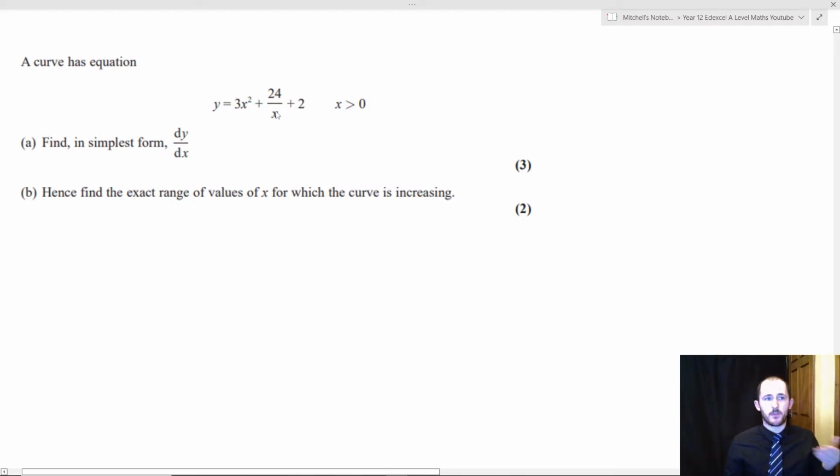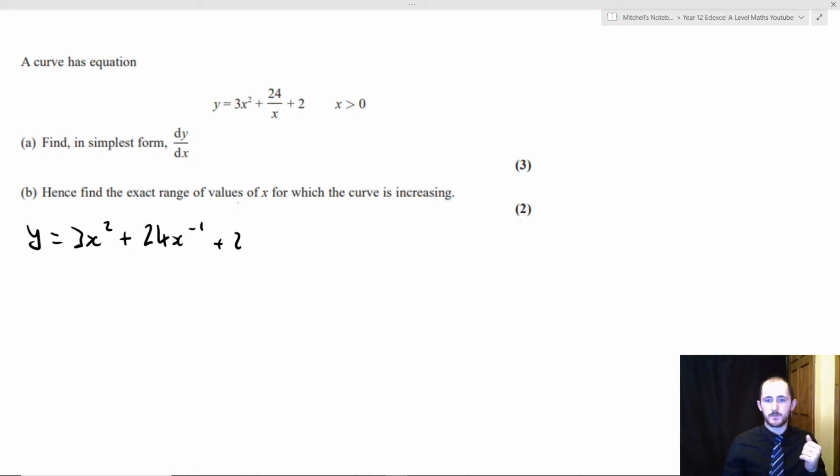This kind of question we've come across before, because we had an example question like it. Let's go through it again. So first of all, we need to write y in terms of indices. So we want to change this to x to the minus 1, 2. Now for part A, we're going to just simply differentiate. Easy, right? 3 marks for that. Not too bad. Now for this, hence find the exact range of values for x for which the curve is increasing.